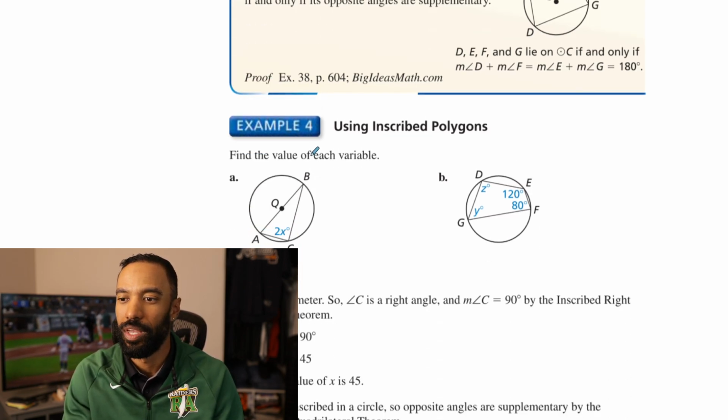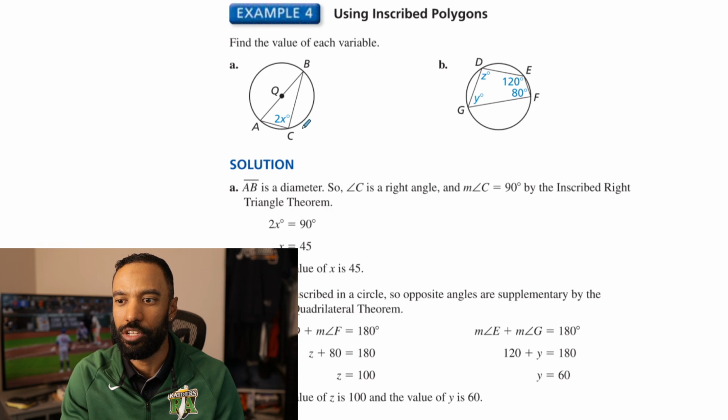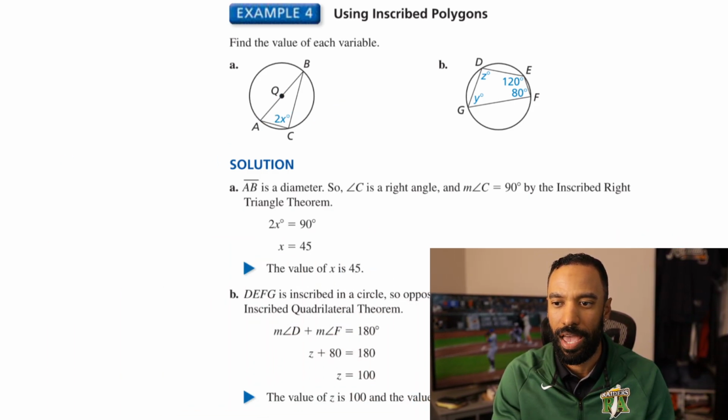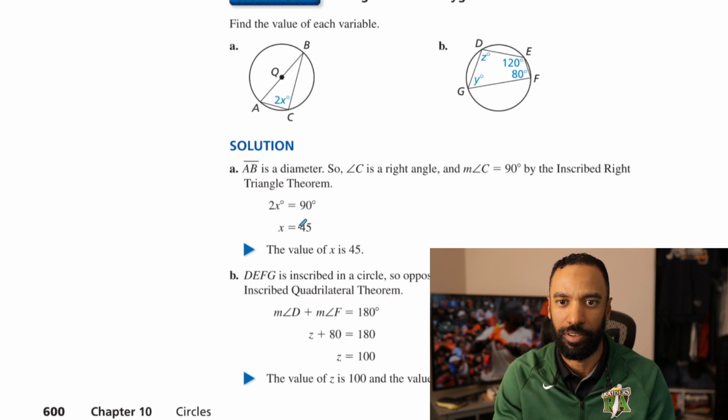So that's cool. Okay, find the value of each variable, this 2x. As you can see, we have a diameter AB. There we have an inscribed angle from that. This will be 90 degrees. So if 2x is 90 degrees, then x will be 45.